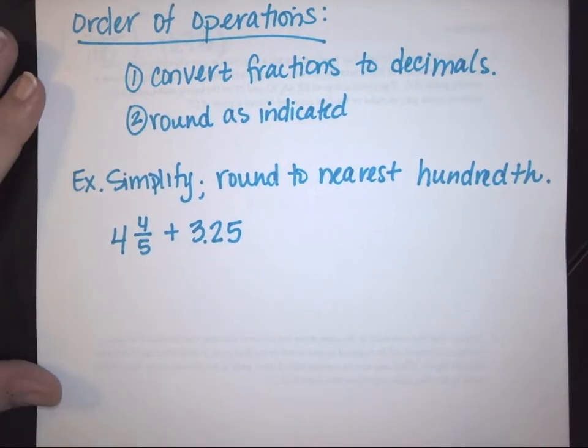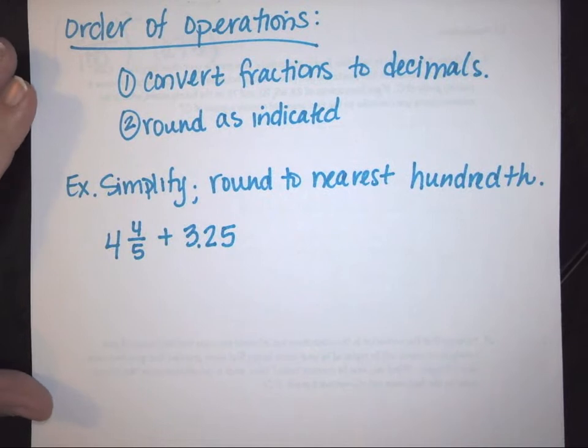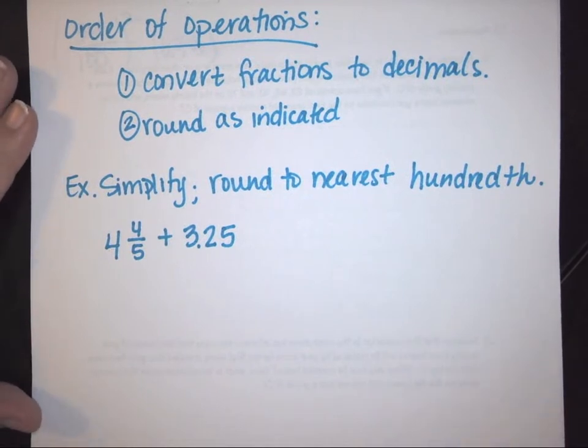Alright, welcome back. In this video I wanted to talk about the order of operations and how that works when you have a combination of fractions and decimals together. The first thing that you want to know is that any fraction you see should automatically be converted over to a decimal form. The second thing you want to do is you basically then perform your order of operations, and last, you always want to round as you have been indicated.